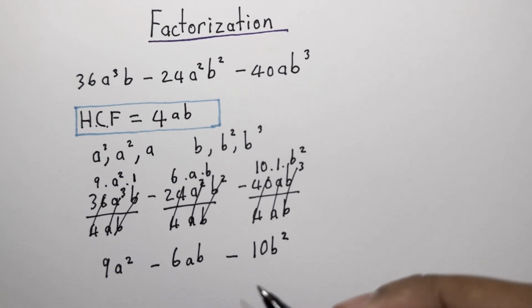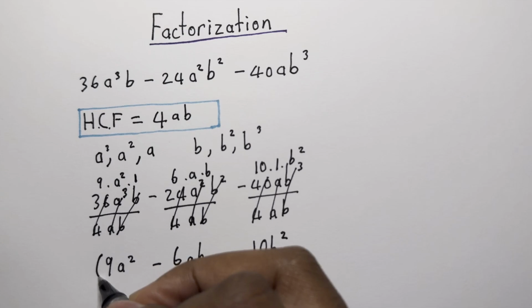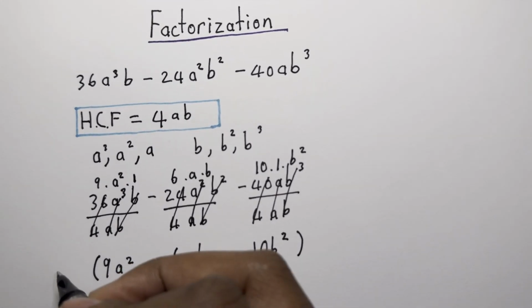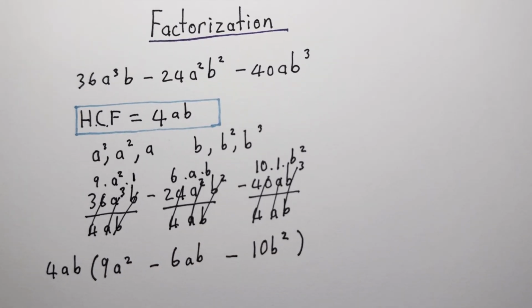Now, we're not finished. We have to include our HCF. So this is our answer: 4ab open parentheses 9a squared minus 6ab minus 10b squared, close parentheses. I trust that you got it correct, and if you didn't, practice makes perfect, so keep on practicing.